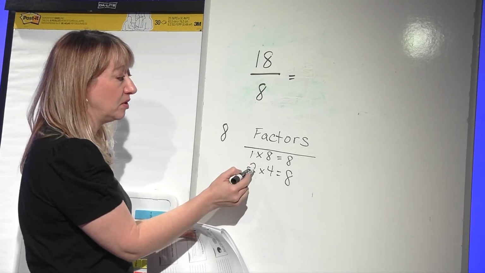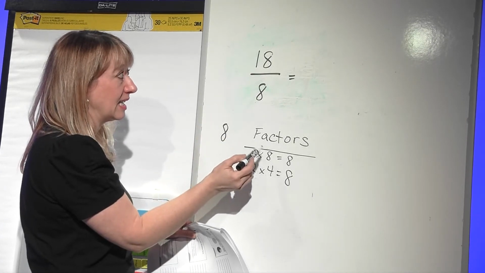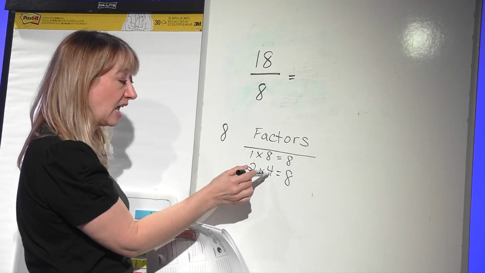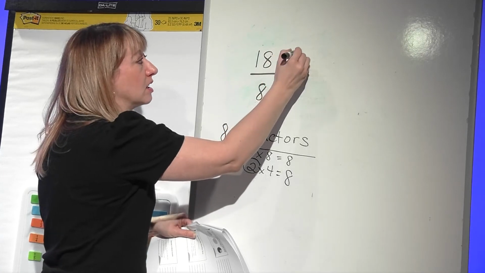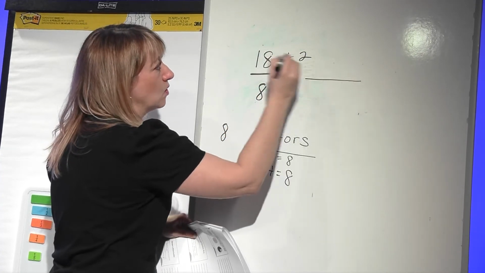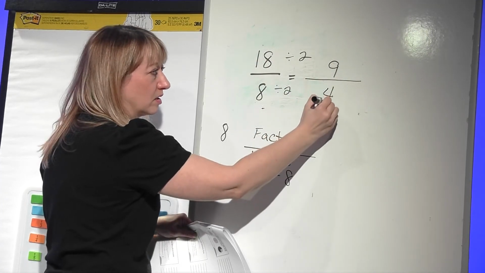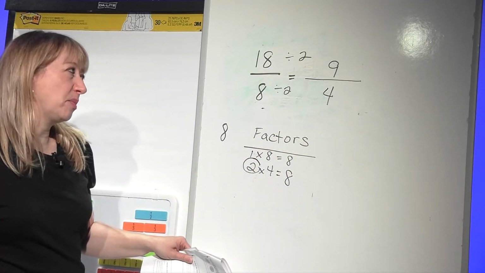Now, which of these numbers can I also divide into 18? I can't divide 8 into 18. I won't get a whole number. 4 is not going to work, but 2 works. I can divide both numbers by 2. So 18 divided by 2 is 9, and 8 divided by 2 is 4. So now I have 9 over 4.